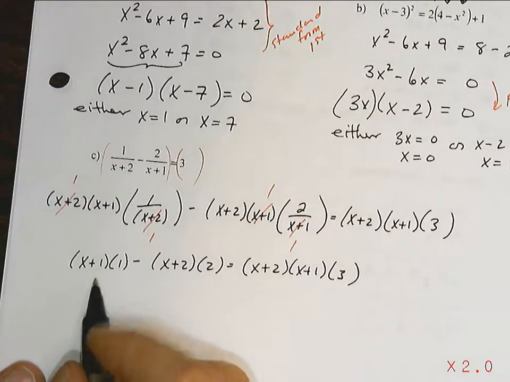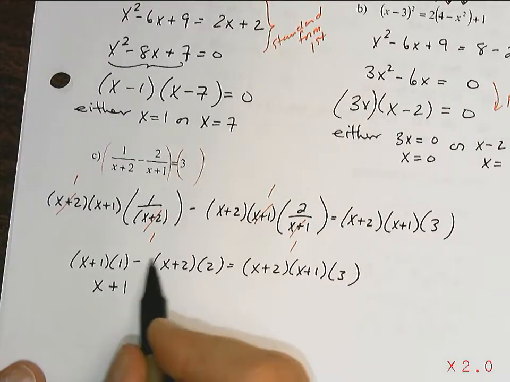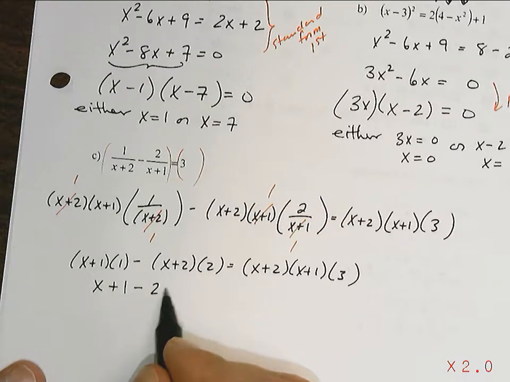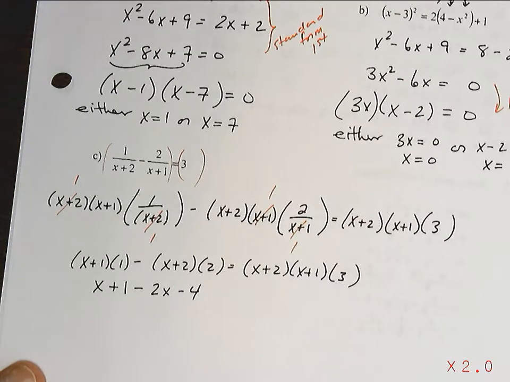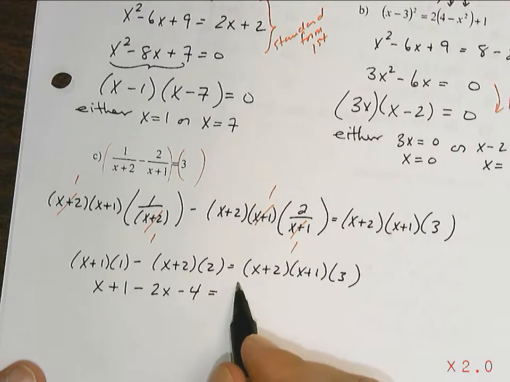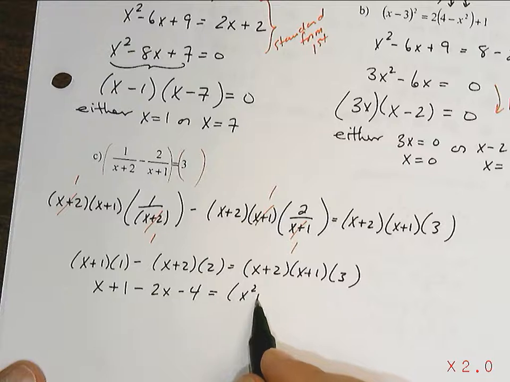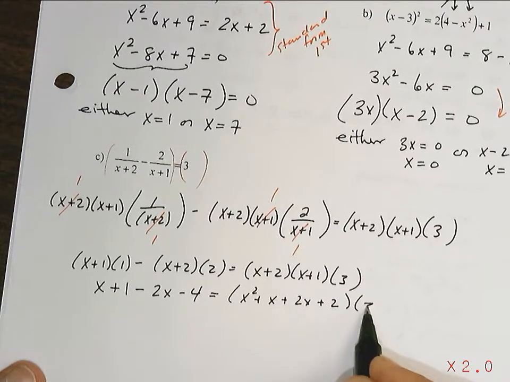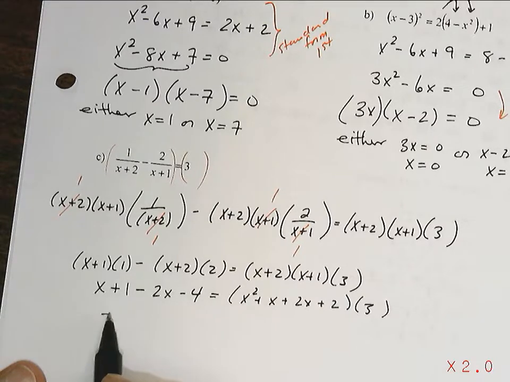Now I'm going to expand. Now this negative has to go into the 2x and the 4. So it's negative 2x and it's negative 4. Be careful of that. This is going to be probably easiest if I do x squared plus x plus 2x plus 2 times 3. This will be negative x minus 3 equals 3x squared.